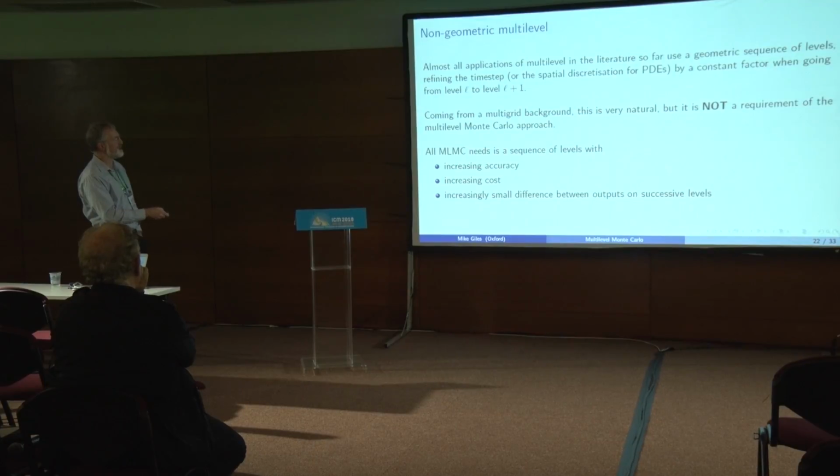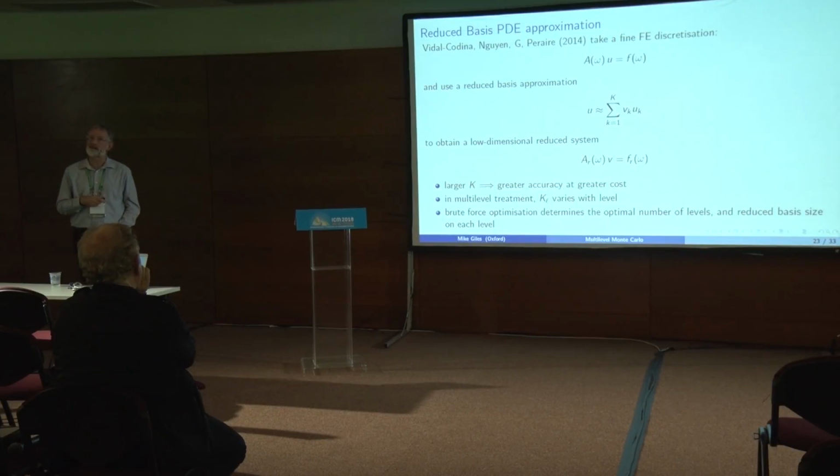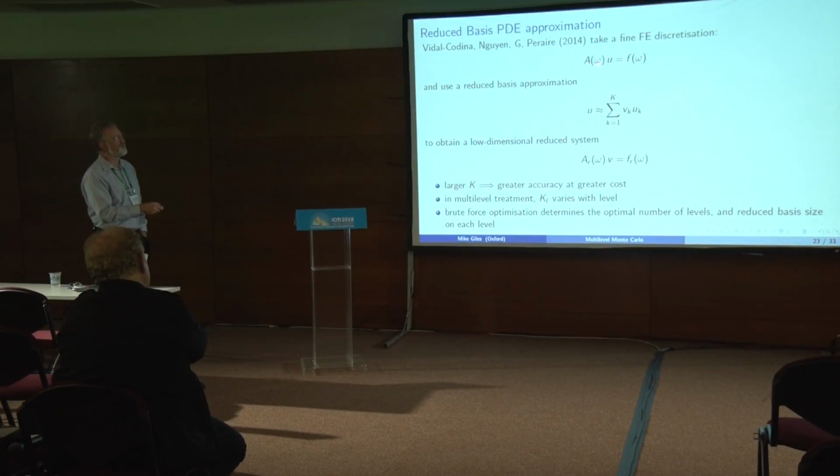And just as an example of this, those that work at MIT using multi-level in the context of reduced basis approximations, where they had an extremely fine finite element discretization, and then they solved it for a few values of the stochastic parameter omega. And so that gave them a few solutions U_k. And then they said, OK, let's use that as a reduced basis so that for other values of omega, we'll decompose the solution U as being some linear combination of that reduced basis set. And that leads to a low-dimensional reduced system to solve.